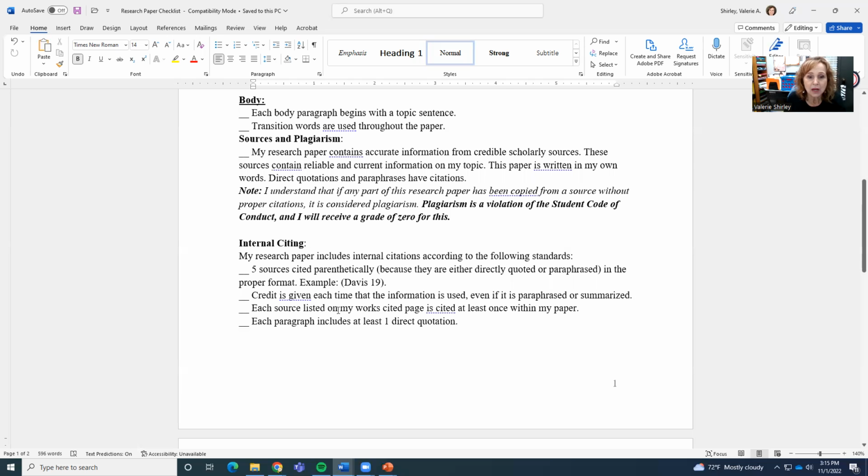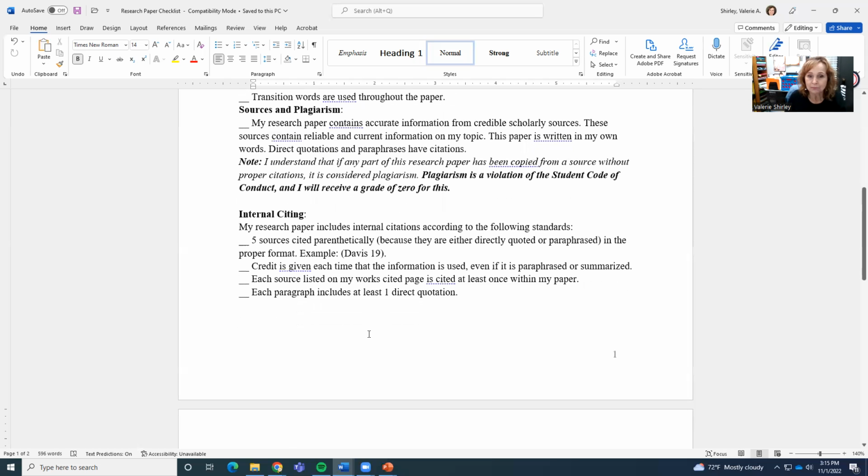And notice here, if I paraphrase my source written by Davis and the information I'm paraphrasing comes off from page 19, I type up a paragraph where I'm paraphrasing information. And then at the end of it, I'll put this open parenthesis, Davis 19, close parenthesis, period. The 19 means page number. There's no P in between. It's just the last name of the author and space 19.